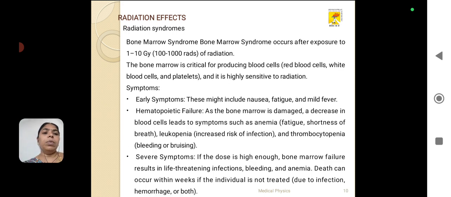The next one is bone marrow syndrome. Bone marrow syndrome occurs after exposure to 1 to 10 gray of radiation. The early symptoms are nausea, fatigue and mild fever. Then hematopoietic failure increases as the bone marrow is damaged. A decrease in blood cells leads to symptoms such as anemia, fatigue, shortness of breath, leukopenia with increased risk of infections, and thrombocytopenia with bleeding or bruising. Severe symptoms: if the dose is high enough, bone marrow failure results in life-threatening infections, bleeding and anemia. Death can occur within weeks if the individual is not treated.